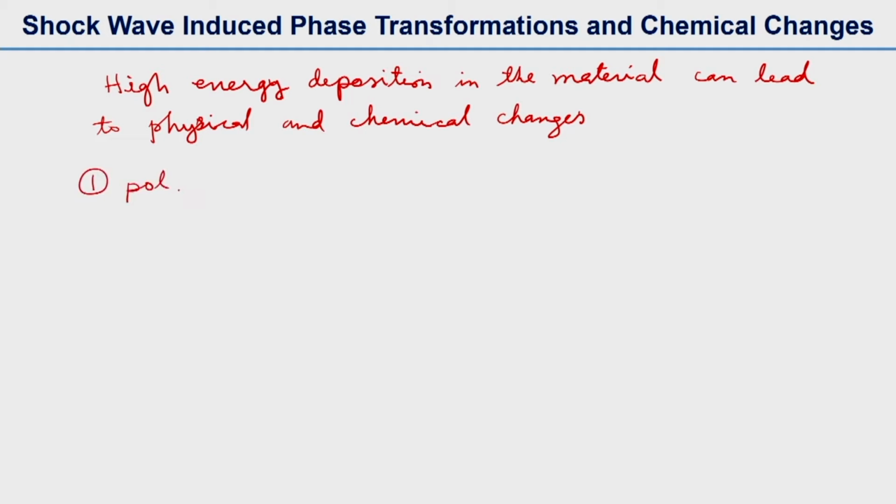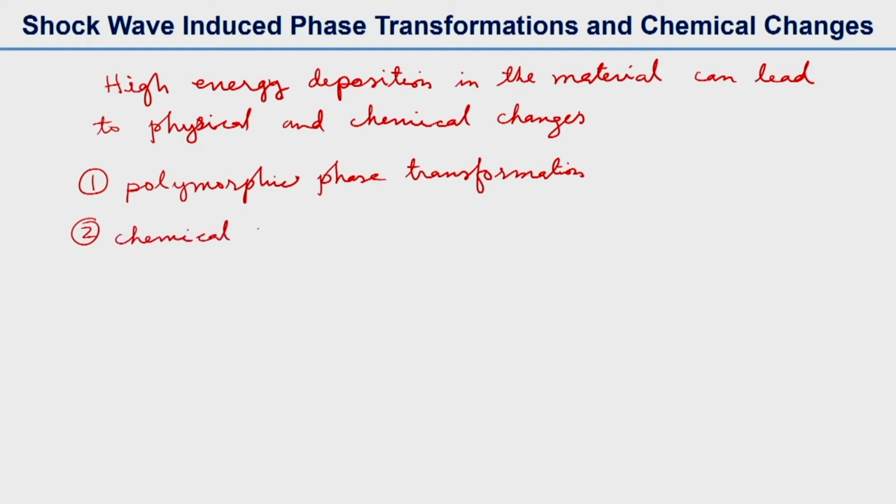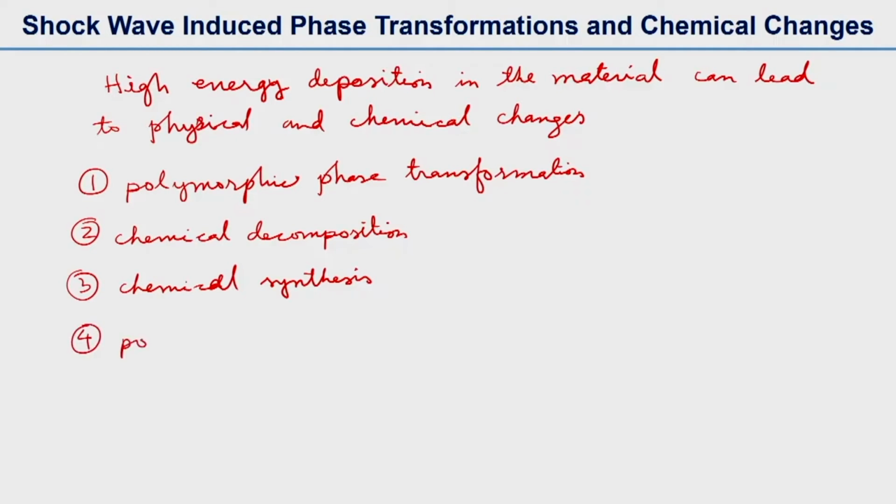So these are the processes. It can be polymorphic phase transformations, that means changes from one crystal structure to another. Some may undergo chemical decomposition, that means a reaction in which one substance is decomposed into two or more substances. The opposite is chemical synthesis, which means two or more substances react together to form a more complex substance, and then polymerization of monomers.